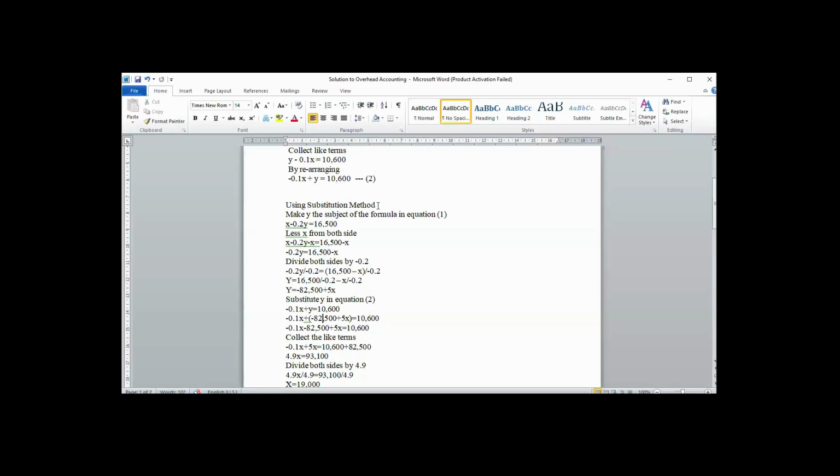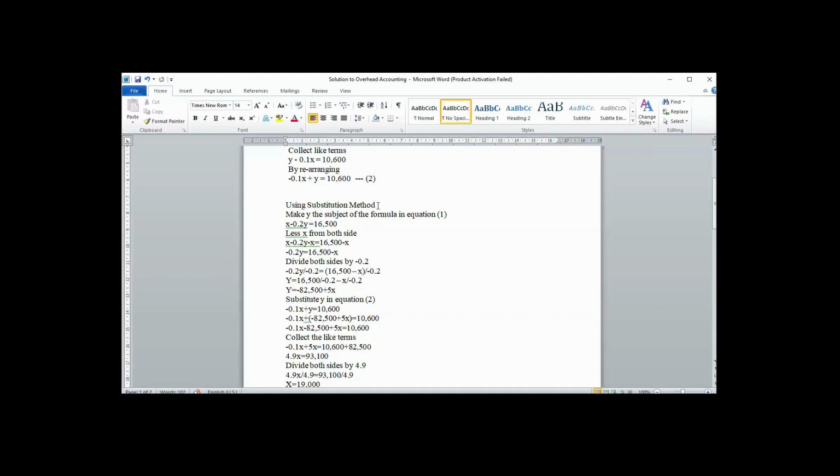Anything that happens to the right-hand side also happens to the left-hand side. We now said X minus 0.2Y minus X equals 16,500 minus X. We have done that to both sides. Now we have X minus X. That is 1 minus 1, which equals 0 automatically. That one has nothing to offer us anymore. What we have left there is minus 0.2Y equals 16,500 minus X.